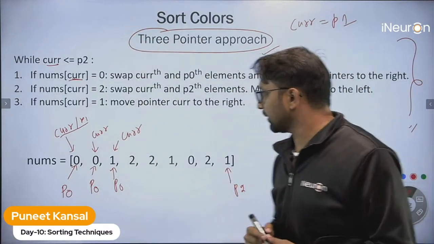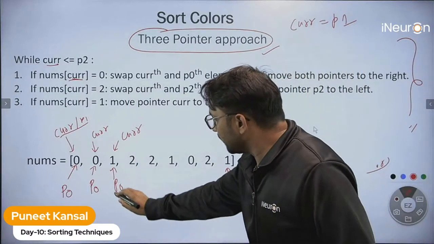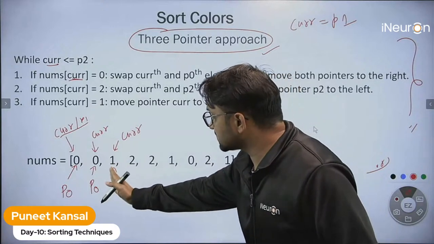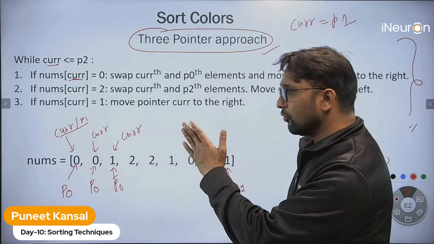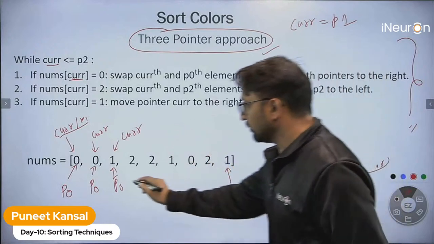Okay, next element. Next element is 1. Should I move P0? No, I cannot move P0, because P0 is keeping a record that whenever we find 0, I will then only move on. P0 is saying this.